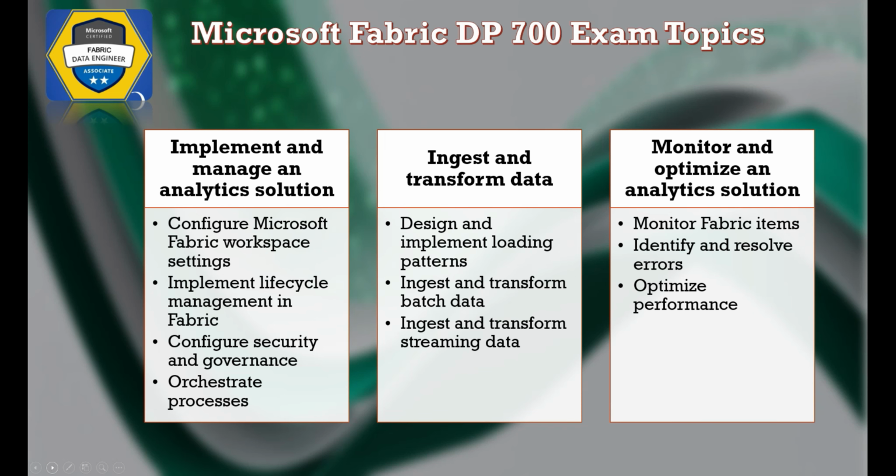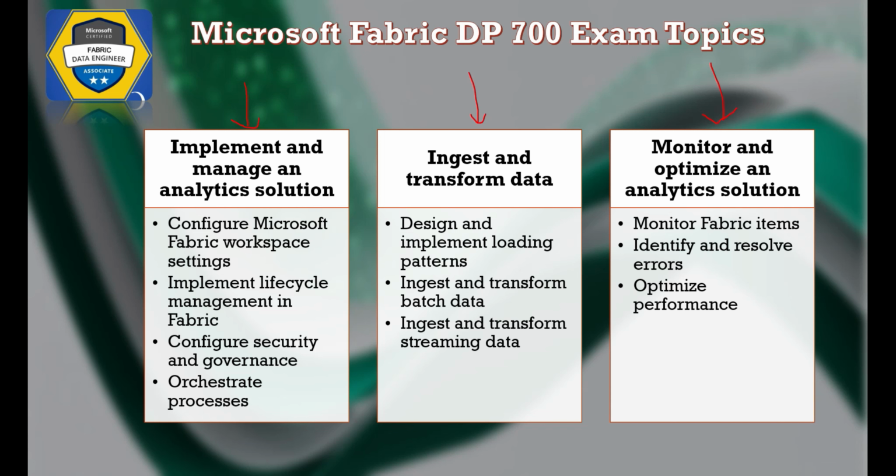All right, Microsoft Fabric DP 700 exam topics. So this is a Fabric Data Engineering Associate certificate, right? And this examination is divided into three sections, majorly. You can see here, these are the three topics. Based on these topics, the questions will be designed. So this is one section, this is the second section, and this is the third section.